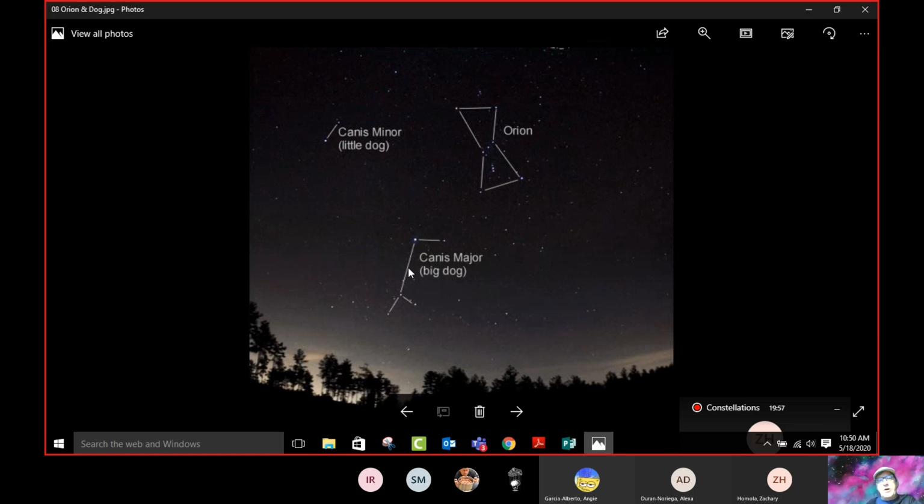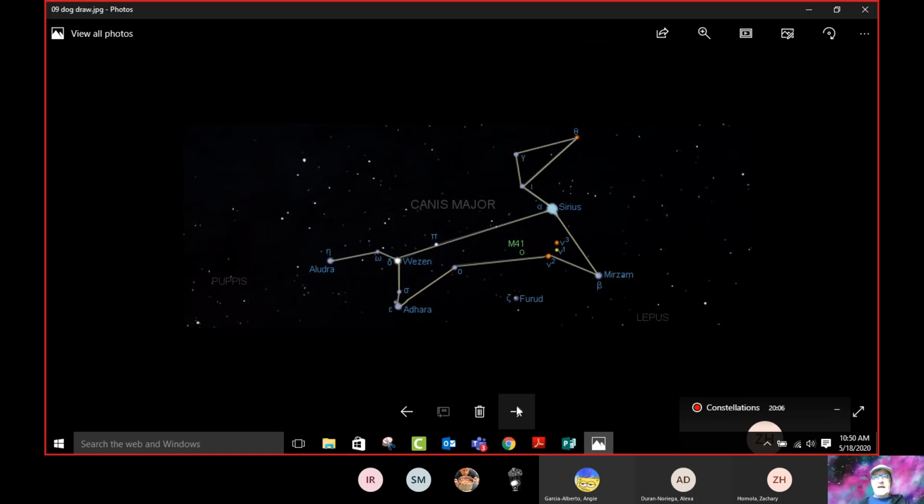Now that's a pretty weird looking dog, isn't it? So I wonder if we can get a better image of what Canis Major was looking like when those people were imagining it. Here's another way to think of it. Here's Sirius, this bright star, and then we have these other parts of the constellation.